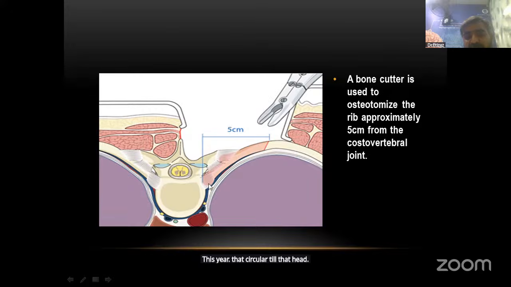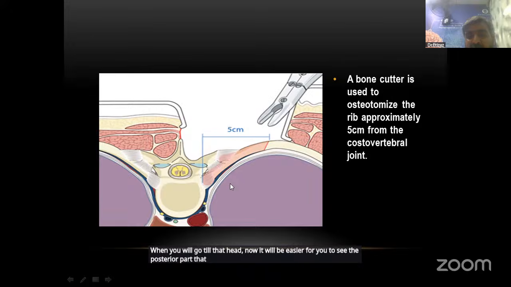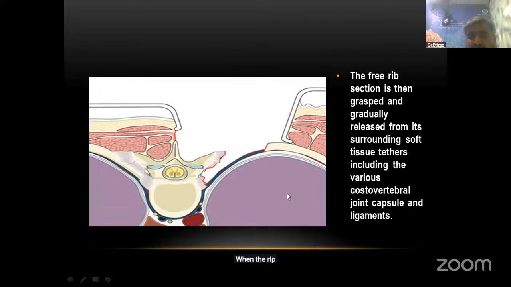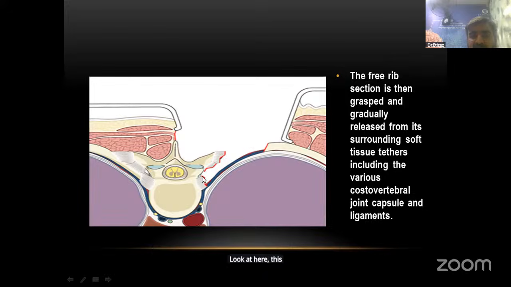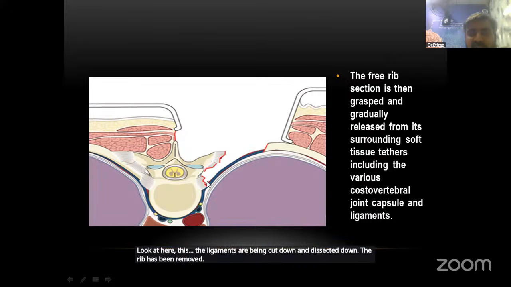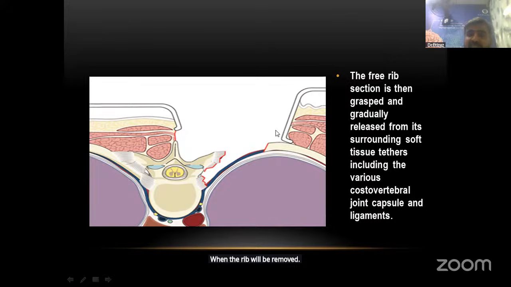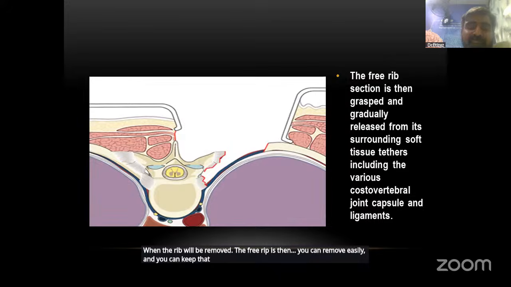When you go till that head, it will be easy for you to see the posterior part that is called the radial ligament. Cut down the radial ligament and remove this rib. When the rib is removed, this will be the picture. We have removed this rib. Look at here, the ligaments are being cut down and dissected. The rib has been removed. Since it is a free rib, you can remove it easily, and you can keep that rib if you need it for grafting or anything. But most likely there's no need when you are doing a single rib.